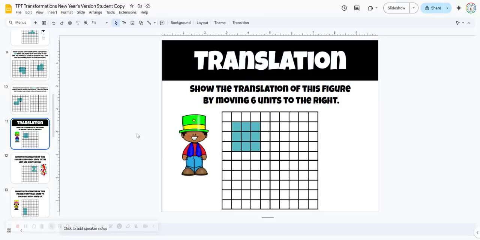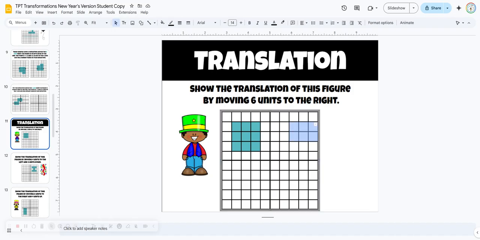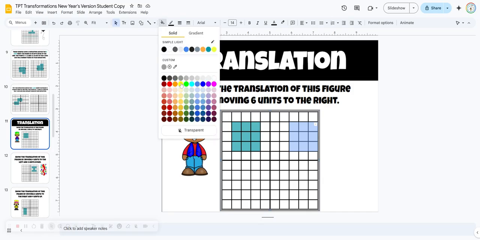Then we move on to translation. Translation is just moving up, down, left, or right without changing the orientation of the figure. So the first one's pretty easy. They're going to show moving 6 units to the right. So again, click in one of the squares that they want to highlight and choose a color.